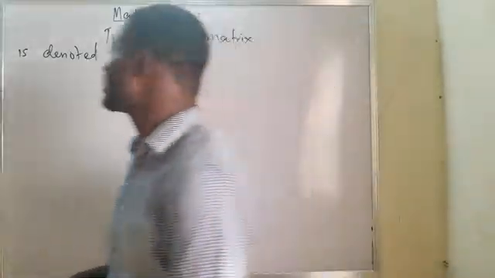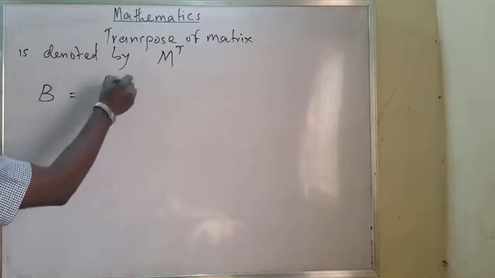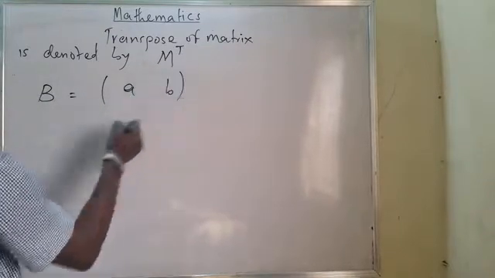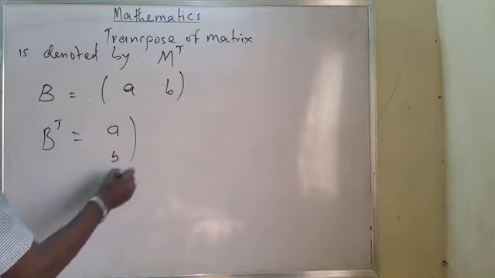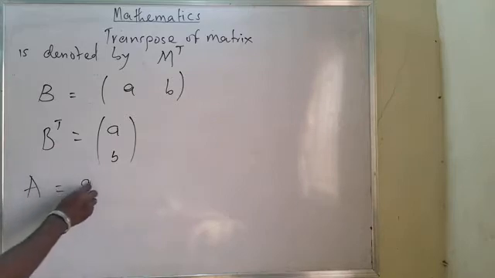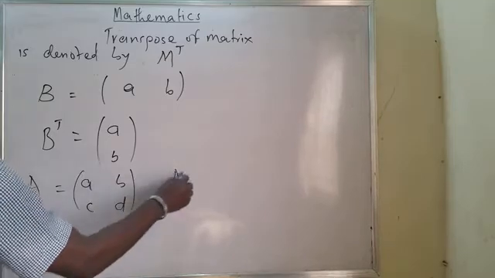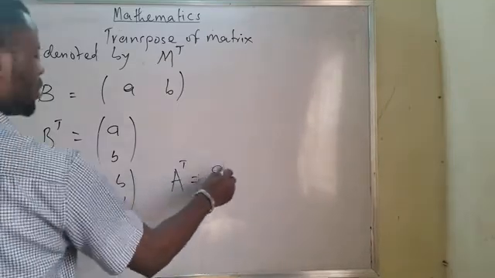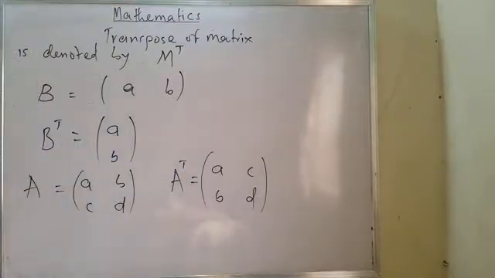That is all about transpose. For instance, when I have a 2 by 2 matrix, the transpose is obtained by changing its rows to columns. This is the matrix, and this is the transpose of the given matrix. Similarly, if I have a matrix A with entries A, B, C, D, the transpose of this particular matrix will have the rows and columns interchanged. That is what I mean by transpose.